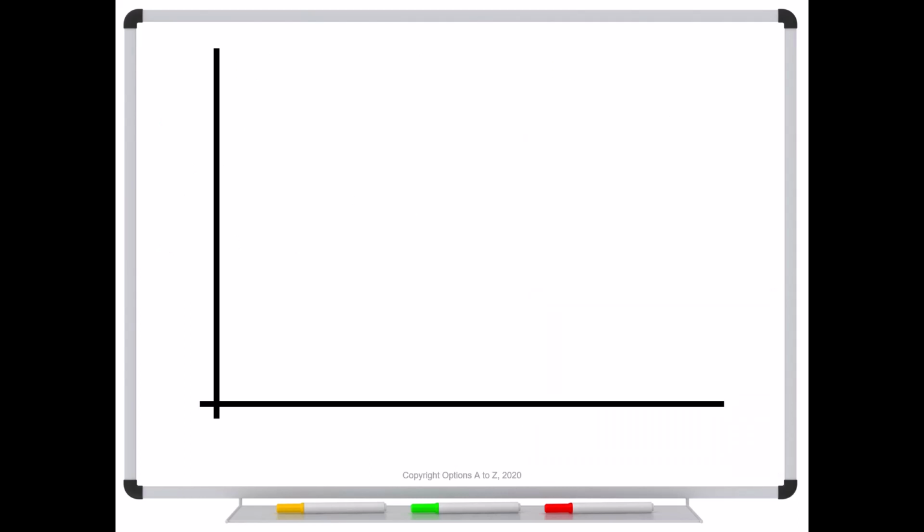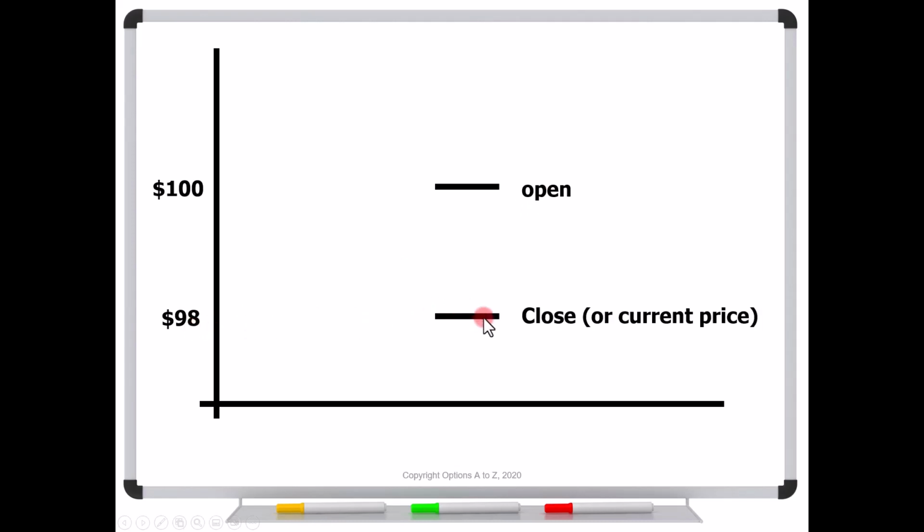So here's the way that a candlestick is formed. Let's say that the stock opens at $100. If you were to sketch this out by hand, you would create a little hash mark right there at 100. Let's say that the stock closed down here at 98. Well, we would create another hash mark. That would be the close, or if the market was still open and the stock just happened to be trading at 98, it would be the current price. What you're going to do is take the open and the close and connect them. If the closing price is below the open, which it is here, it's a red candle. That's just how the candle is formed.